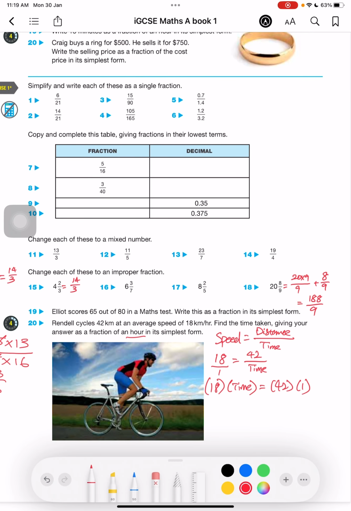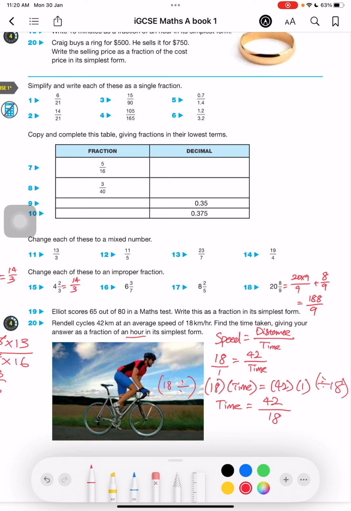And if we move it to the other side, making time the subject of the formula, we will get time equals 42, because 42 times 1 gives you 42, divided by 18. We are basically dividing this side by 18, and this side by 18. This is what we are doing on both sides.